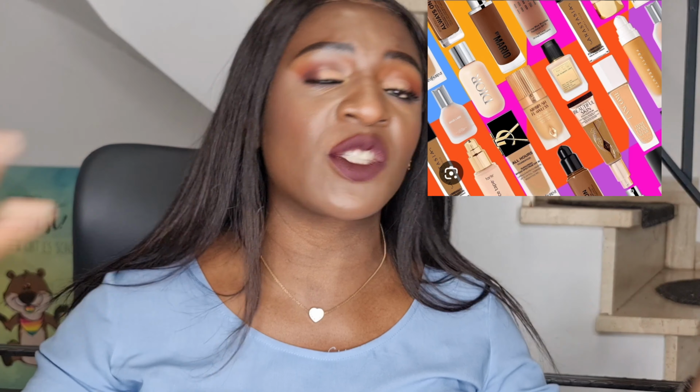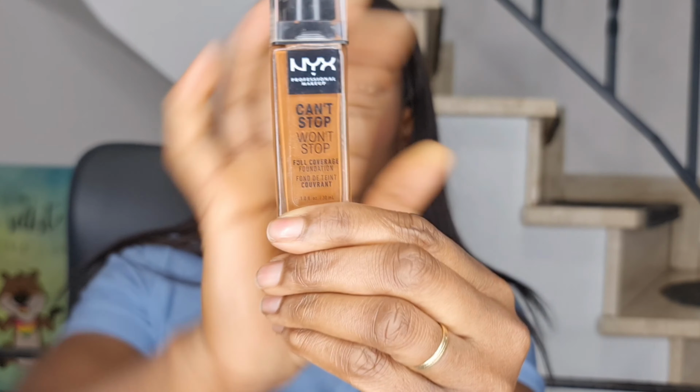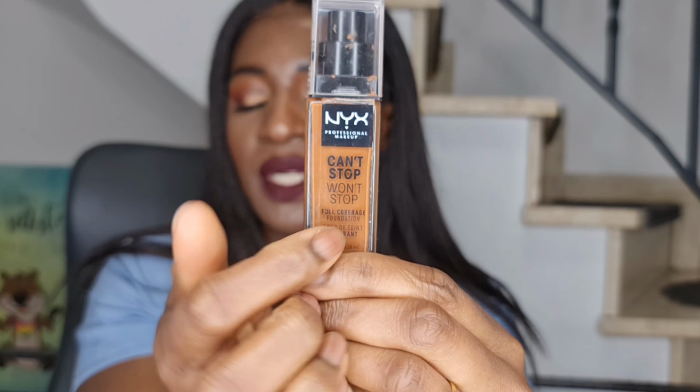And then there are the ones that are full coverage. One touch, it covers all the imperfections, all the dark spots, everything you have on your face. People with acne spots do go for full coverage. For example, this foundation from NYX, look at it, it says full coverage foundation. So that is the coverage of foundation.